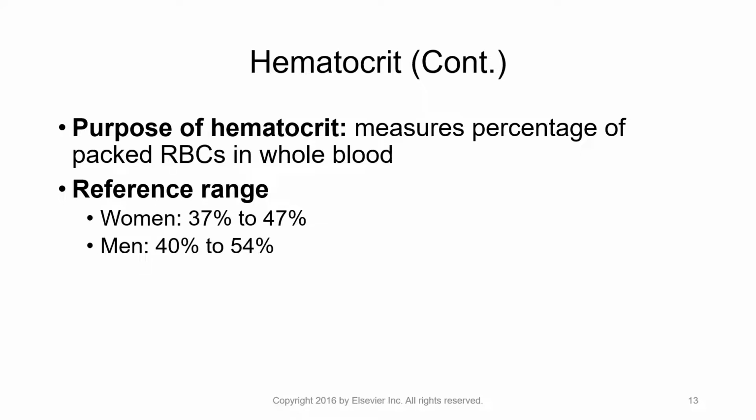So when they show you a reference range of 37 to 47 for women and men 40 to 54%, they're saying how much of that total blood sample is red cells. Okay, so when you pack it down, measure it, how much of that sample is red cells. The reference range for women is lower than the reference range for men, and that's okay, it's normal. Men between 40 and 54%, women between 37 and 47%. There's obviously some overlap there.